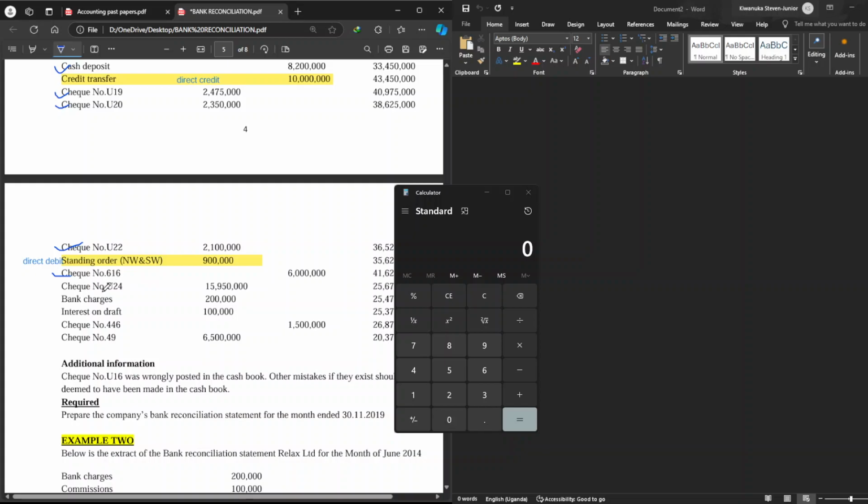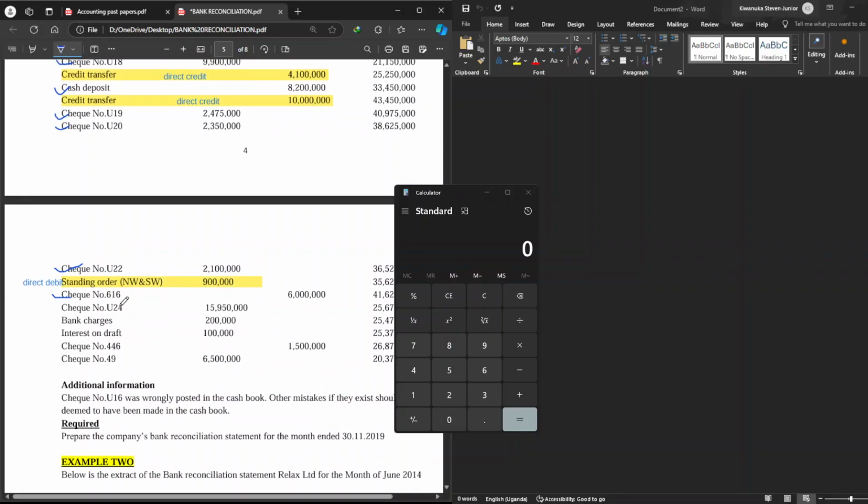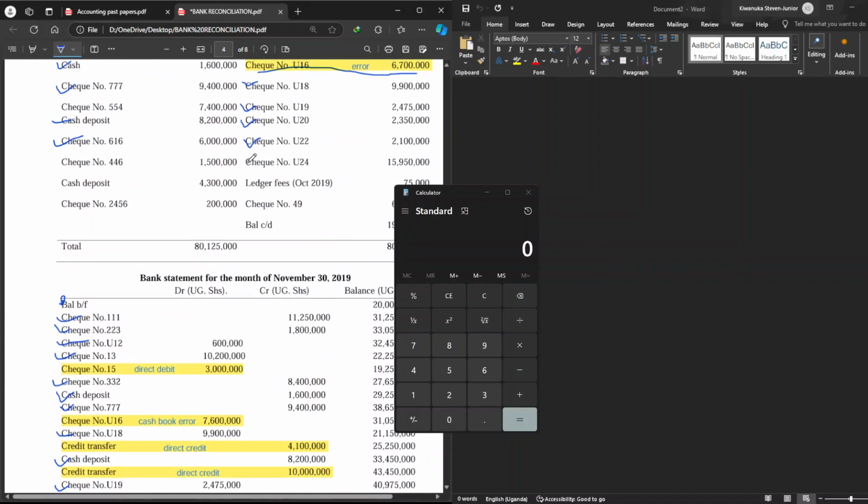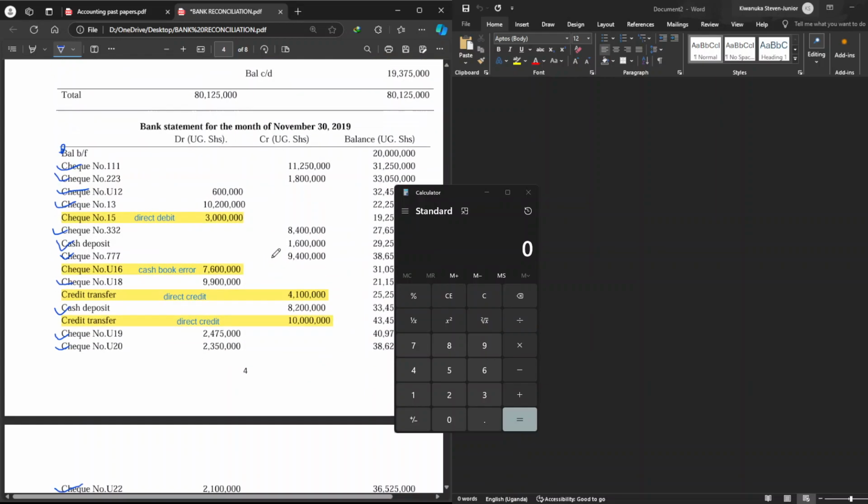So we have check number U24. Check number U24, 15,950,000. U24 should appear on the credit side. 15,950,000. It is there. We tick. We also tick here.